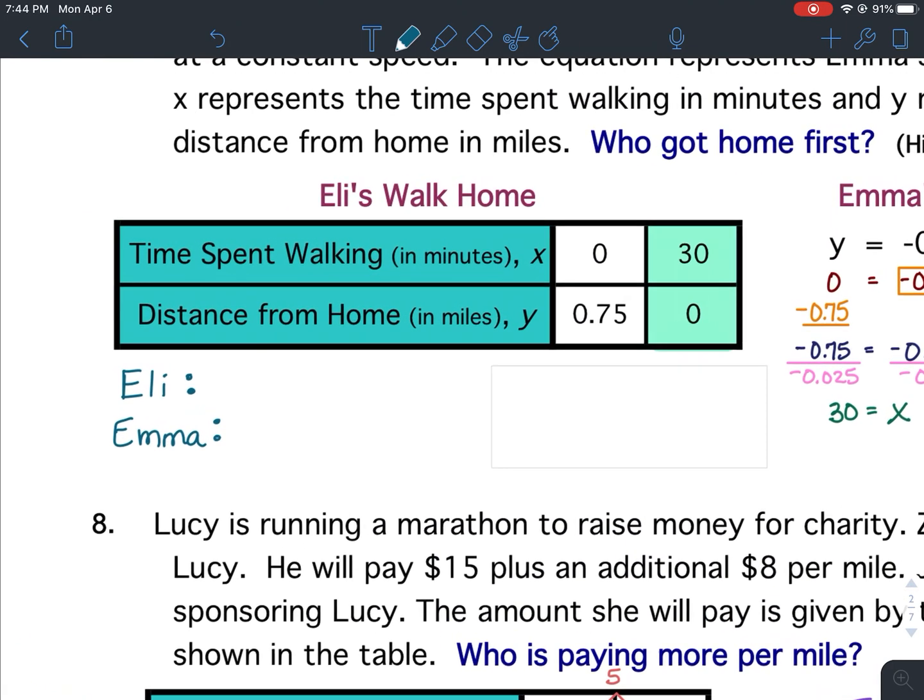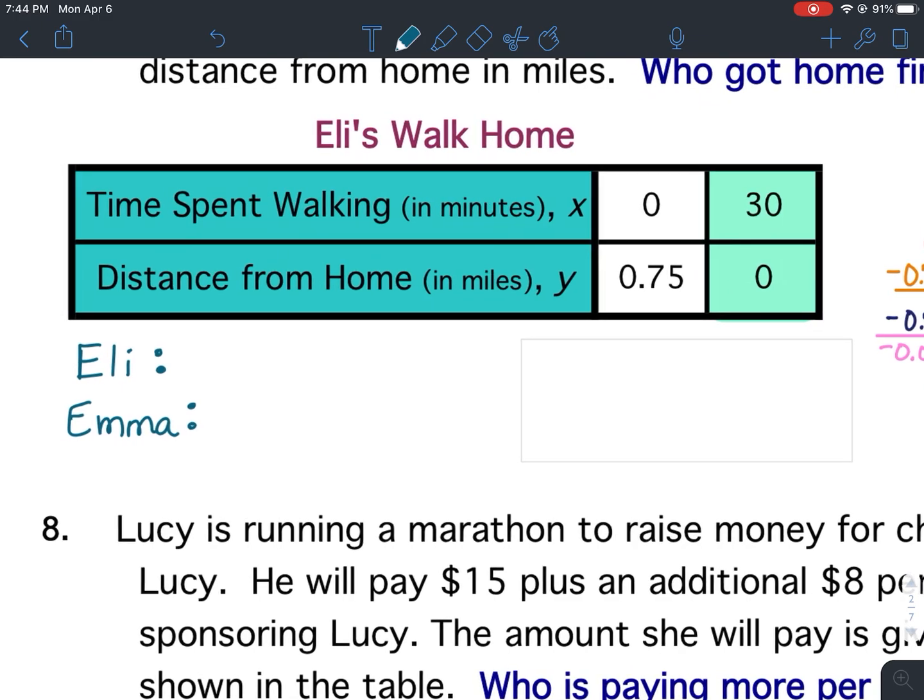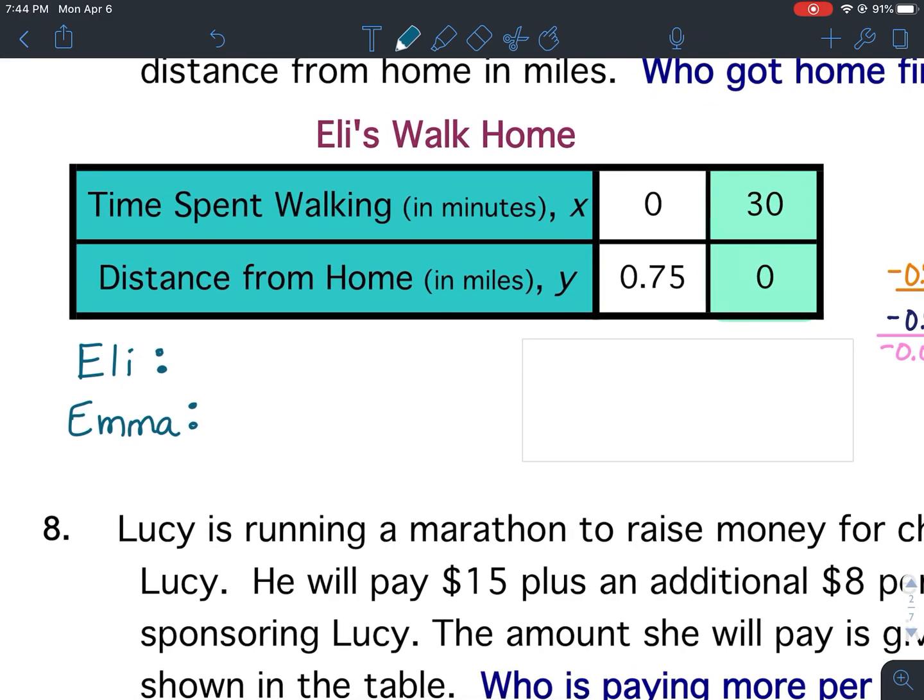Well, let's look at Eli first. Remember, if they got home, then their distance from home is 0. So to figure out when Eli got home, all you have to do is down here where it says distance from home, find where y is 0. In other words, we're finding the x-intercept, because if y is 0, we're finding the x-intercept.